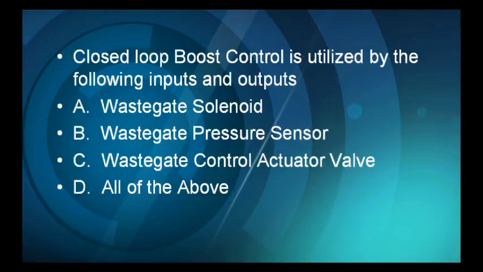So we've got some checkpoint questions that we want to go over regarding EcoBoost closed loop boost control. We'll go to the first question. Closed loop boost control is utilized by the following inputs and outputs. A, wastegate solenoid. B, wastegate pressure sensor. C, wastegate control actuator valve, or D, all of the above. I'll give you approximately 10 seconds to answer the question.